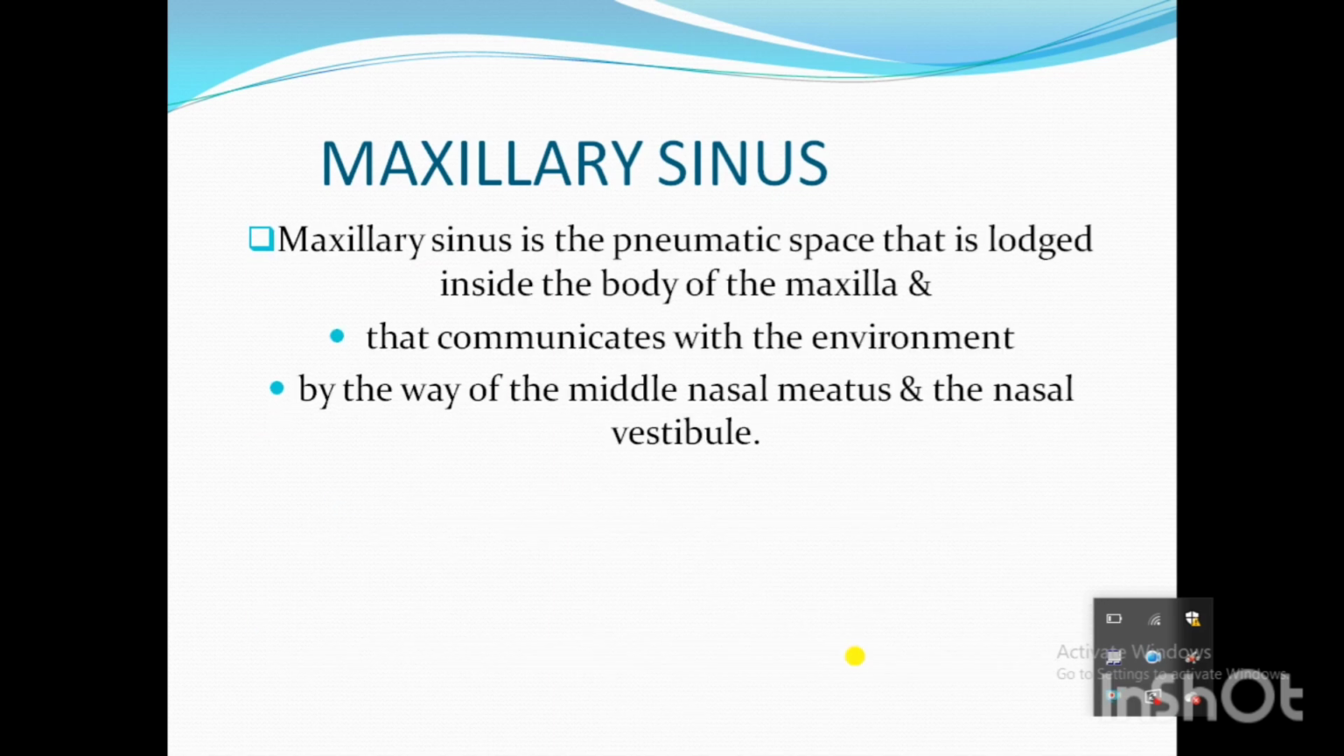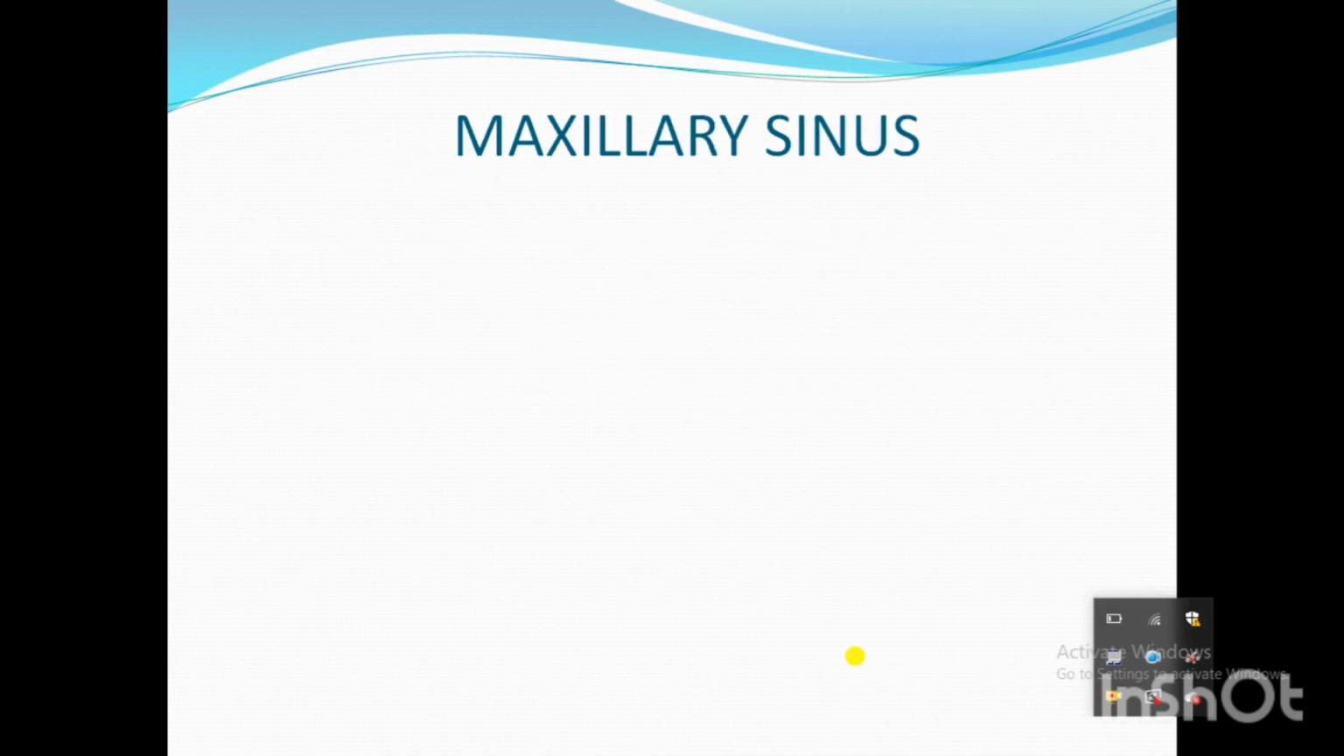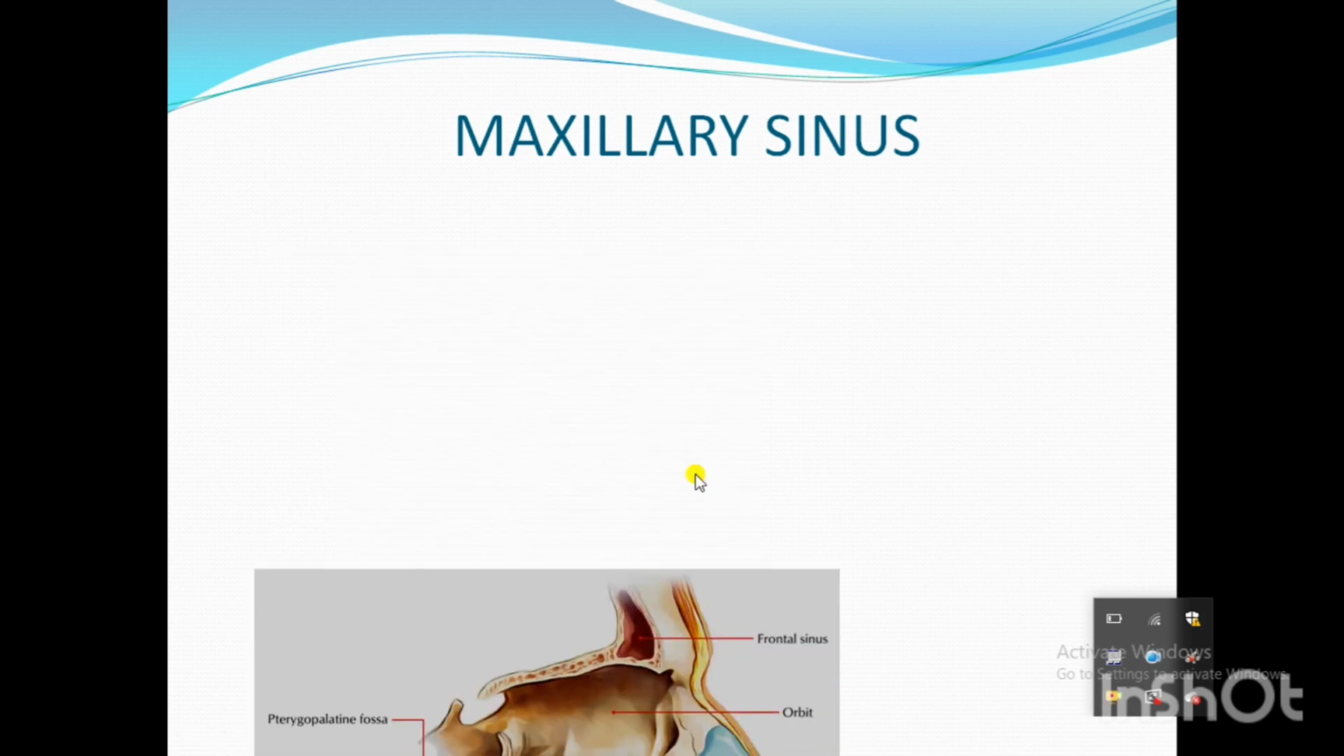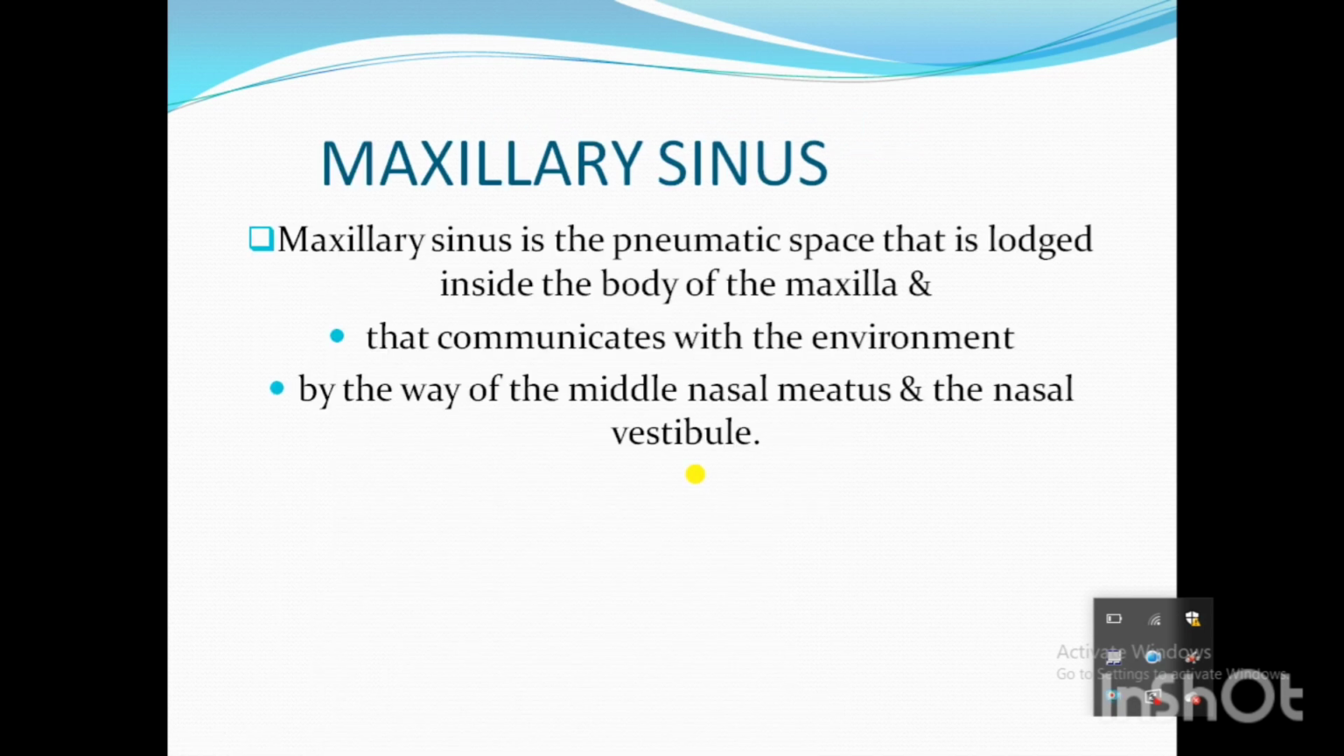The maxillary sinus is a pneumatic space that is lodged inside the body of the maxilla. It communicates with the exterior via the middle nasal meatus and the nasal vestibule.